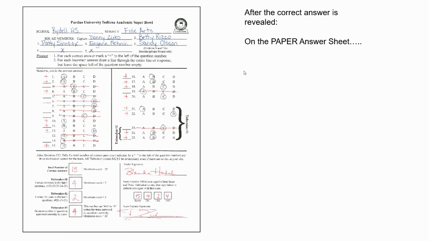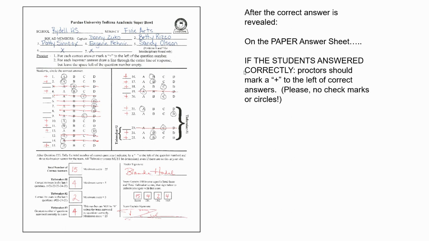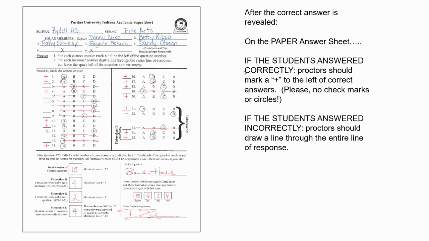If they got it wrong, you need to just draw a line through all of the answer choices. Please do not do any check marks or circle or do anything with telling what the right answer was. That just makes the answer sheet difficult to read. So just put a plus if they got it right and draw a line through it if they got it wrong. Then you need to calculate the tiebreakers at the end of the round.